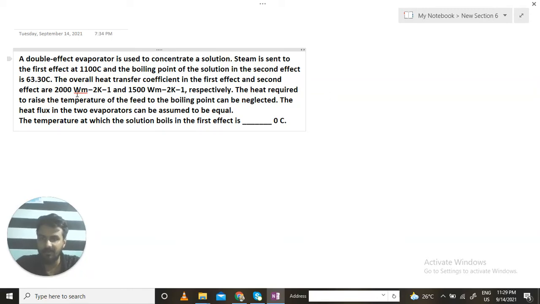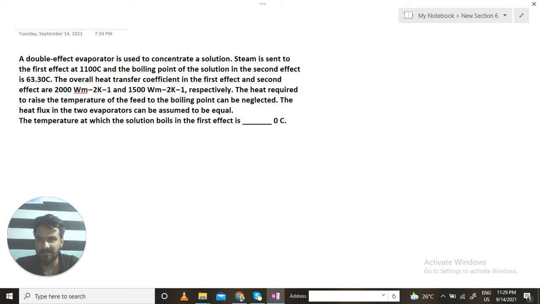Hello, here I am going to discuss one problem in heat transfer that is based on the evaporator, and this question has been asked in GATE 2021. This is one of the good questions that has been asked from heat transfer about the evaporator, and here you can see the question.